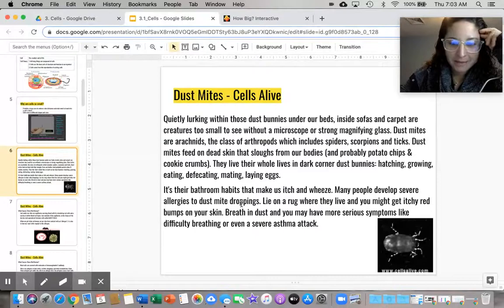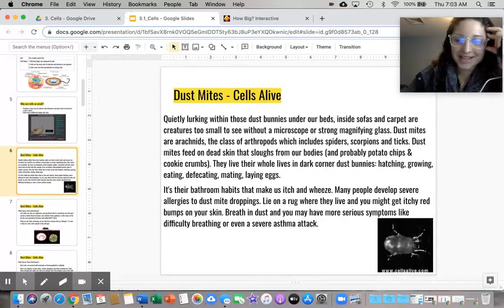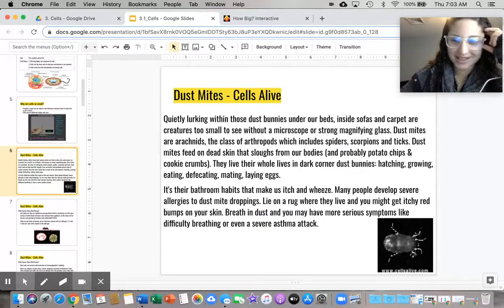It's their bathroom habits that make us itch and wheeze. So think about that. They're like going pee and poo on you and around you. And if you're getting itchy, that's one of the reasons. It's the dust mites. If you have asthma or trouble breathing, it's the dust mites. Many people develop severe allergies to dust mite droppings. So again, if you're allergic to dust, you're actually allergic to the poop from dust mites.